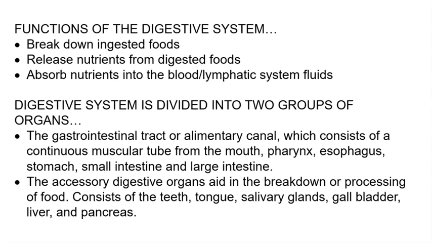The second group of organs are referred to as the accessory digestive organs, and these are organs through which food does not directly pass, but they do produce substances that aid in the breakdown or aid in the processing of food. These structures consist of the teeth, the tongue, the salivary glands, the gallbladder, the liver, and the pancreas.